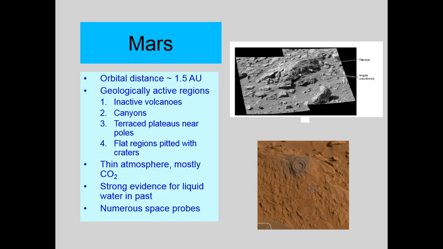Now, I can say strong evidence, those canyons and other things, for liquid water in the past, but we know of no liquid water in the present. Okay? Numerous space probes have gone there. Before we hit the space probes, there's some other evidence of water. Now, this is not, to me, very strong evidence, but it is some. It's hard to tell here. People who know what they're looking at can tell.